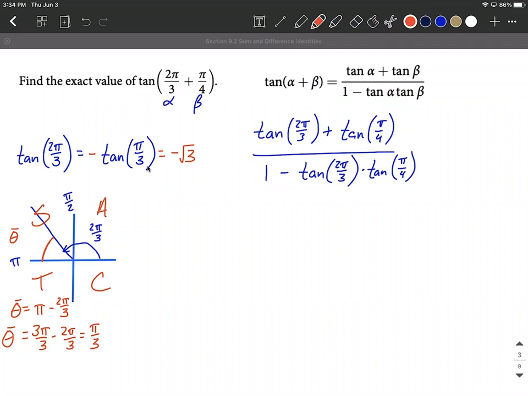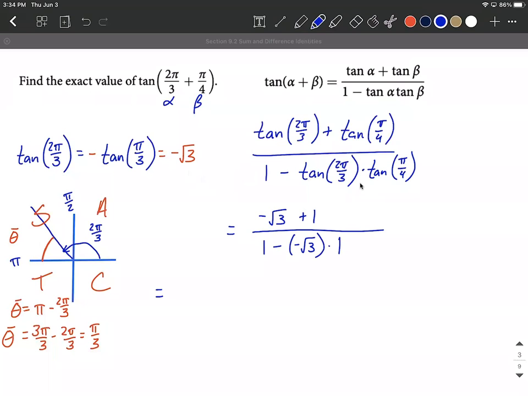All right, so what we can do at this point is let's go back over to our formula on the right-hand side and think about plugging everything in. So we just said with our side work that tangent of 2 pi over 3 could be replaced with negative square root of 3, plus the tangent of pi over 4, we said was 1, over 1 minus, again, tangent of 2 pi over 3 can be replaced with negative square root of 3 times tangent of pi over 4. Well, tangent of pi over 4 is going to be 1.